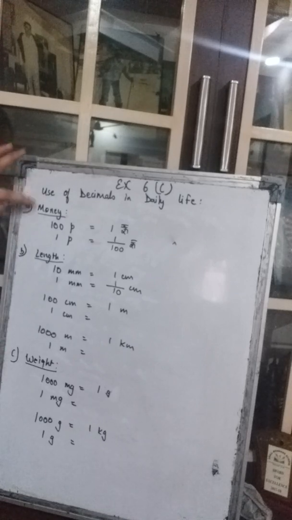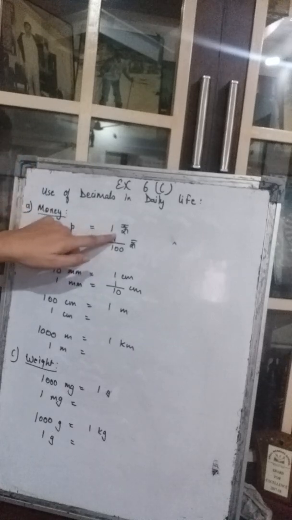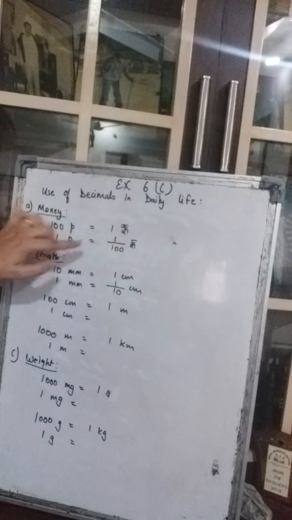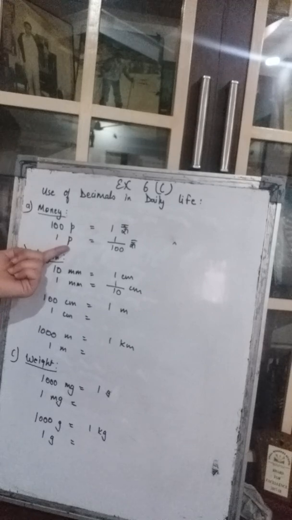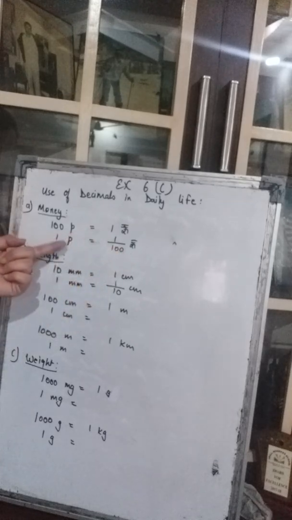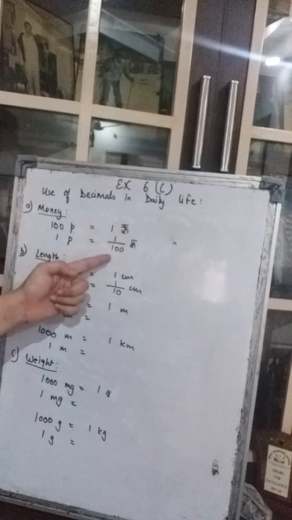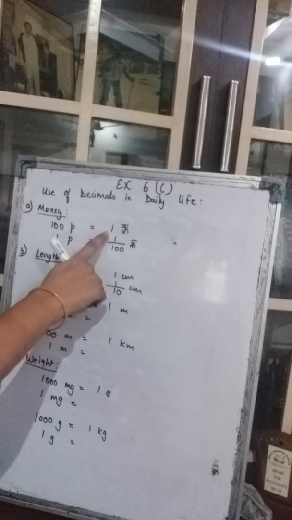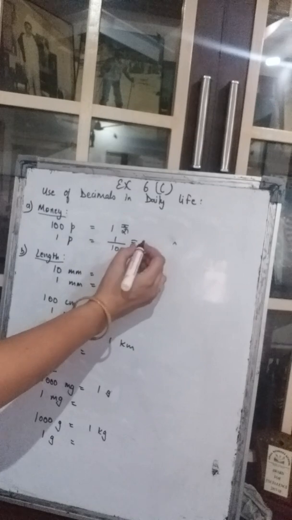So, first we will take money. You know that 100 paisa make 1 rupee. This is known to you. So, 1 paisa will make how much rupee? Paisa is a smaller unit, rupee is a bigger unit. Whenever the smaller unit gets changed into the bigger unit, we always divide it. So 1 paisa is equal to 1 upon 100 rupee. Is that clear? Or this can be written in decimal also.